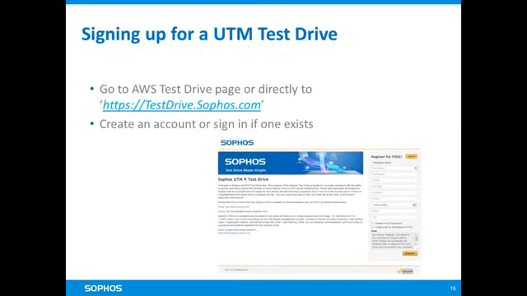So to sign up for a test drive, there's a number of them up on Amazon Web Services. The Sophos test drive itself, you can do that either from Amazon's site, or you could just go directly to the link that I show you up there, which is just called testdrive.sophos.com. And from there, you simply can create an account or sign in. You'll see there's a sign in button.